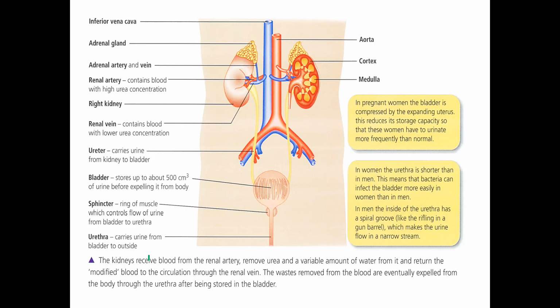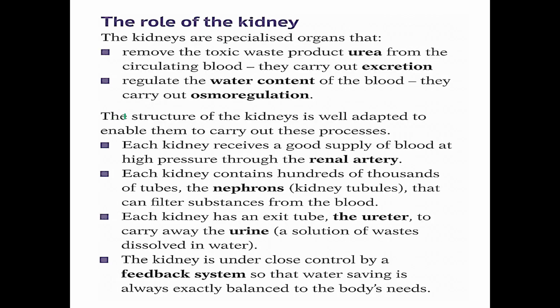Here, this diagram shows the organs in our body that are responsible for the removal of waste products in our body. As you can see, the main organ here is the kidney. This organ is the kidney. Then we will talk more about the kidney and the parts of the kidney. Now, the role of the kidney. What is the function of the kidney in the process of removing the waste from our bodies?